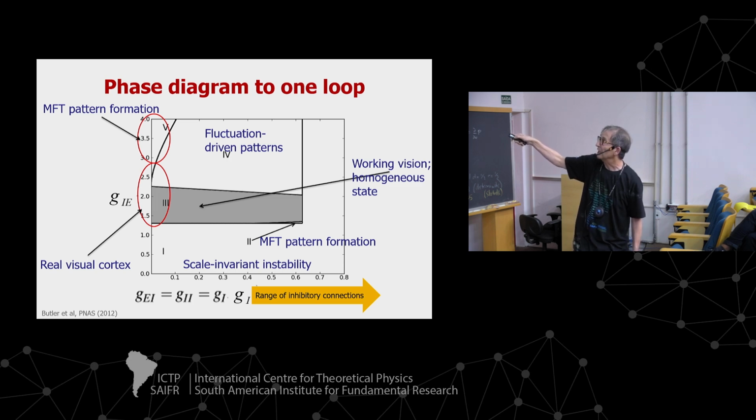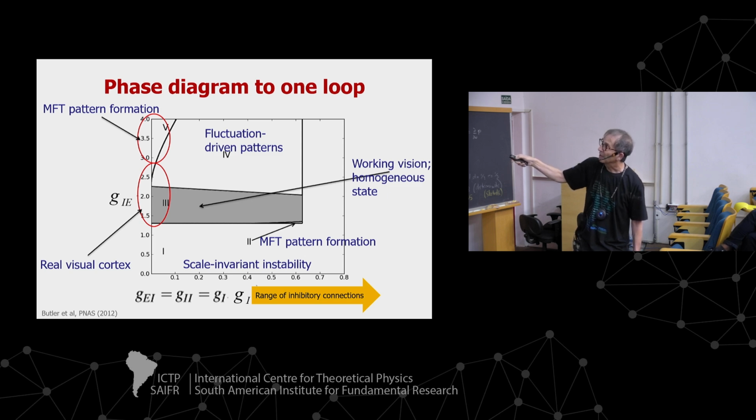First of all, this little sliver here and this little sliver here, that's where the deterministic mean field pattern formation occurs. Virtually nowhere. Now you look at the fluctuation-driven patterns, and they occur in, say, this region over here. This is another kind of instability which is related perhaps to neuronal avalanches. And the state that you want to be in is the state of working vision, which is a homogeneous state, and that's the state in gray or green or whatever this color is over here.